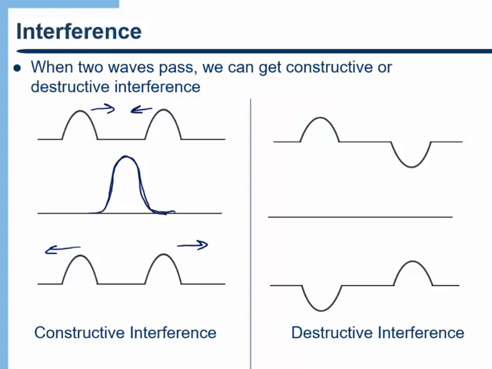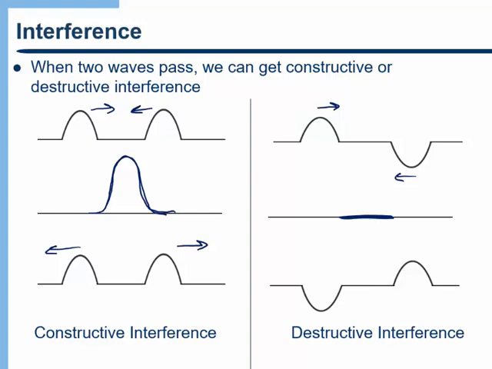Okay, let's say that we've got a crest going one direction and a trough coming the other way. Well, what's going to happen on the string when those two are directly passing each other? Well, the answer is you're not going to see anything momentarily on the string because they're going to cancel each other out. And that's what we mean by destructive interference.